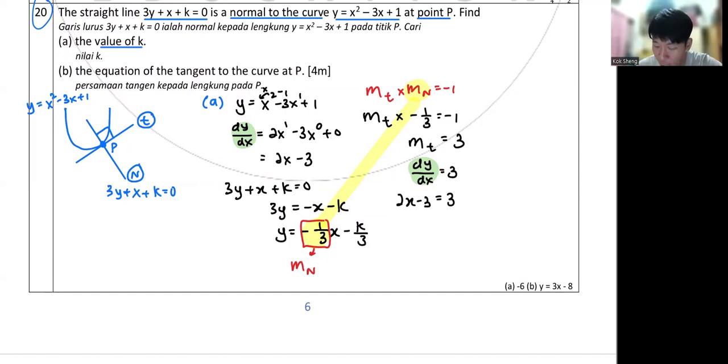So from here, we can continue. From here, we can find the x, right? The x can be substituted back into the curve to find the y, and you have your point P.